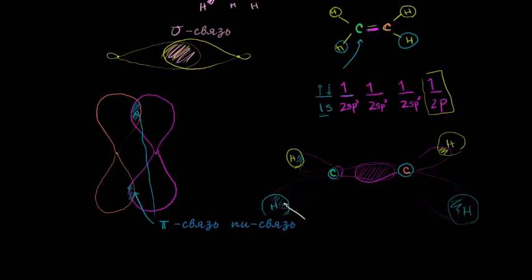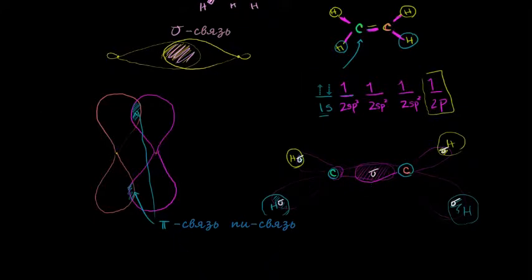Maybe I don't want to make this picture too busy. So I could just put sigma bond there, sigma bond there, sigma bond there, sigma, sigma. So far I have drawn this bond, this bond, this bond, this bond, and this bond. All of those are sigma bonds. So what happens to this last p orbital for each of these guys?